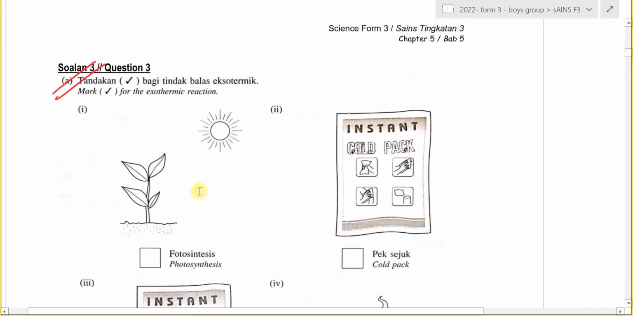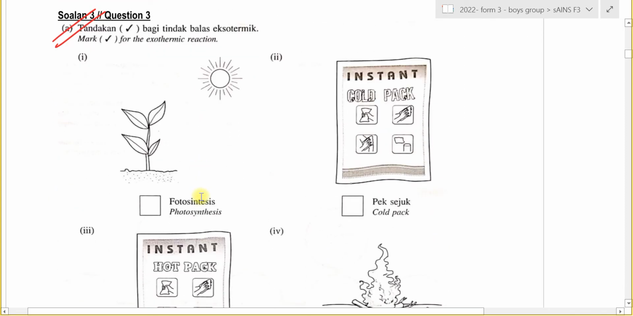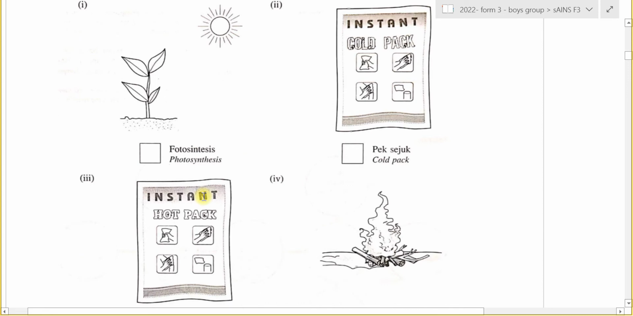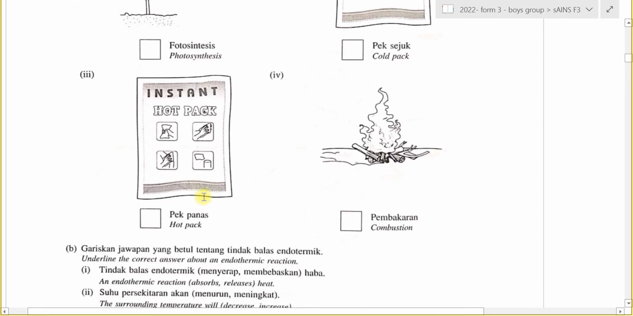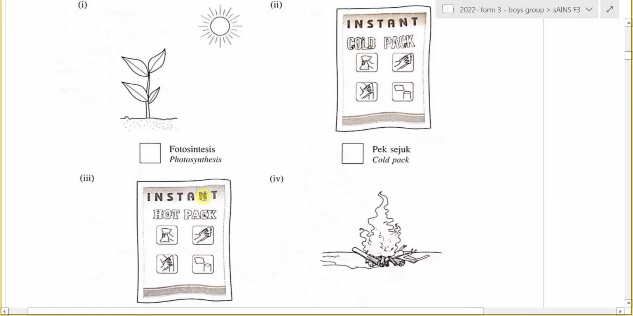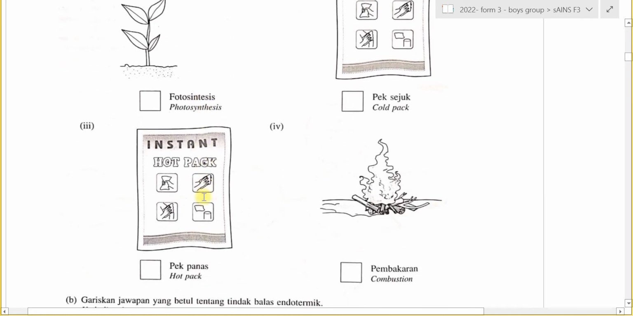Question 3, Tan. Mark tick for the exothermic reactions. Exothermic heat. What is the answer? No, I confused the cold pack and hot pack again. But combustion is exothermic, right? Combustion is exothermic. Hot pack is releasing heat. Oh, sorry. I mean the hot air. So it should be hot pack, exothermic. Okay. So this is exothermic.